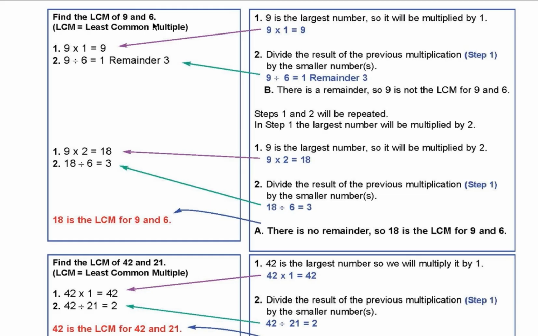6 is the smaller number of the numbers 9 and 6. So we will divide the result of the previous multiplication by 6. 9 divided by 6 equals 1 with a remainder of 3.